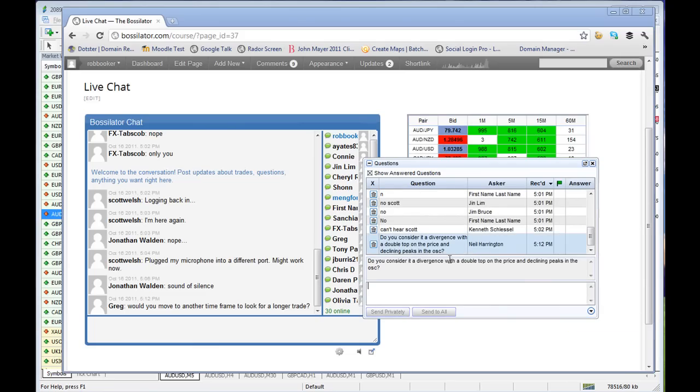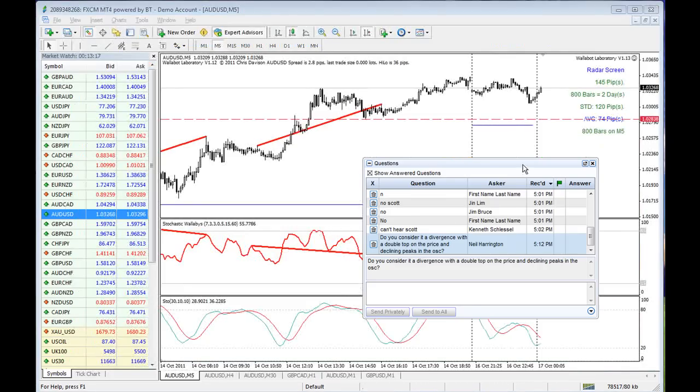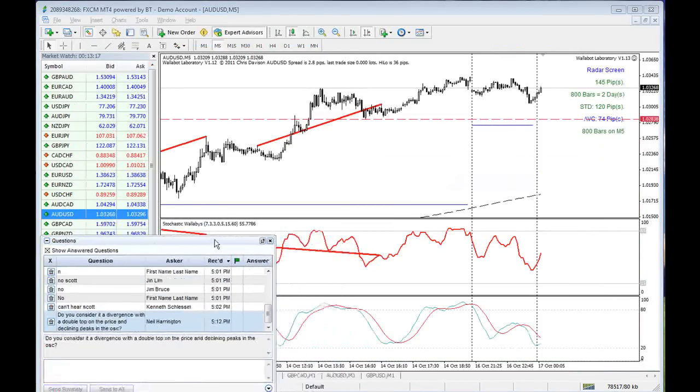Neil asks, would I consider a divergence with a double top on price and declining peaks on the oscillator? Yes, Neil, I'd call that class B divergence or second tier divergence. A divergence that would be acceptable but would not necessarily be prime divergence, or a divergence that would be optimal for me. Neil, when I look at divergence in general, I generally look at standard Wallaby divergence, which you could read about in the Wallaby trade book.